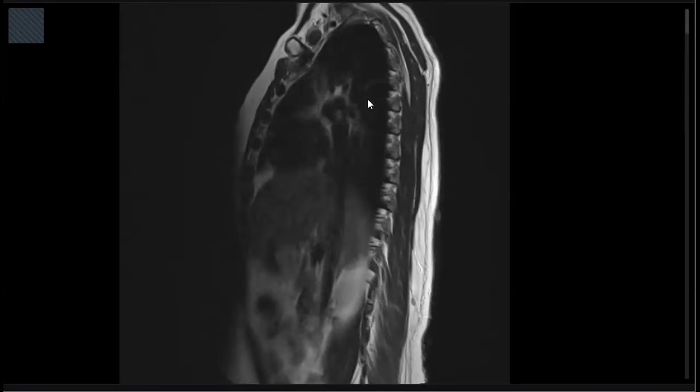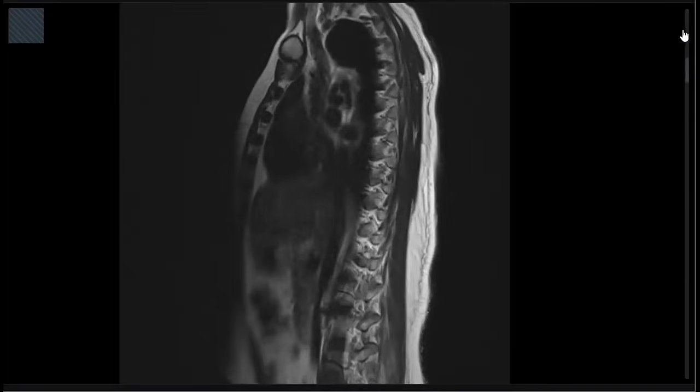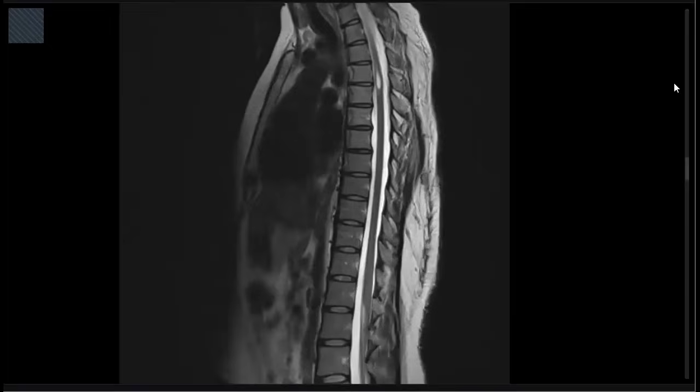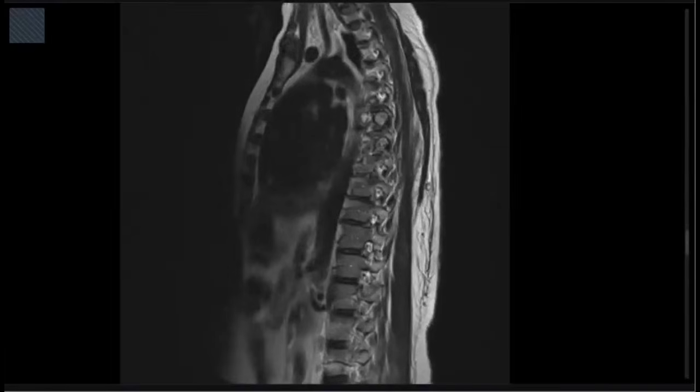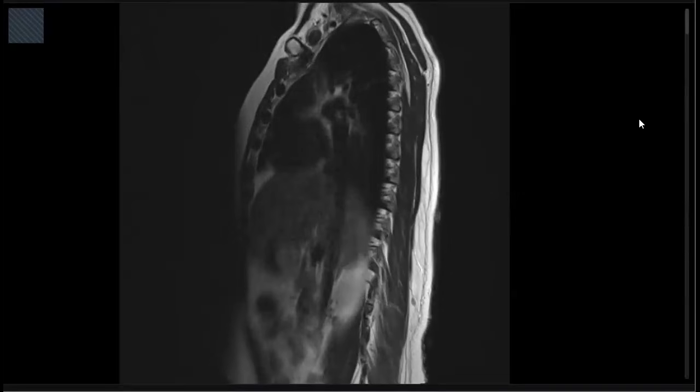All right, so I can see that there is a focal area of T2 hyperintensity in the visualized cord, which is causing mild expansion, and it is involving a short segment. Anything else?